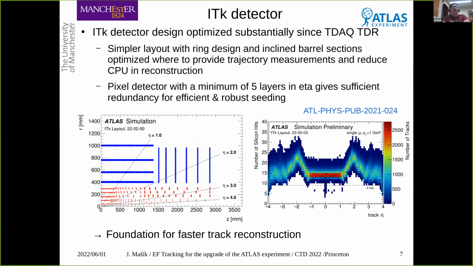What is also important is that the detector has a minimum of 5 layers of pixels. If you look at the figure on the left, you can see that this is very important for redundancy in seeding and efficiency in the seeding. On the right hand side, you can see what we expect as a number of silicon hits on track, again as a function of eta in the detector. This is typically almost 15 and higher in the end caps. So the design and optimization of the ITk is very fundamental for faster track reconstruction.